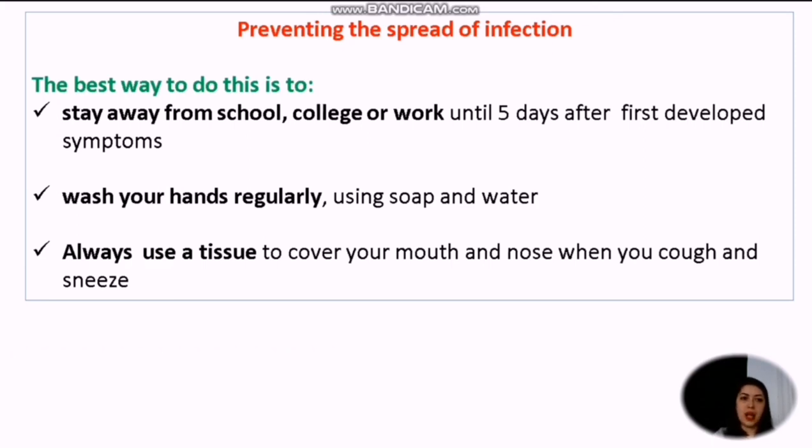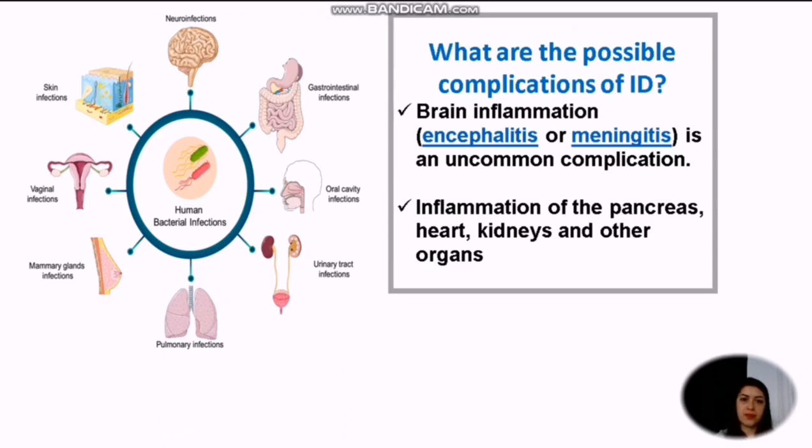Also, please stay away from school, college, or work until 5 days after first developing symptoms. Wash your hands regularly using soap and water. Always use a tissue when you cough or sneeze. What are the possible complications of infectious diseases? Here we can see brain inflammation, inflammation of the pancreas, kidneys, heart, and other human organs.